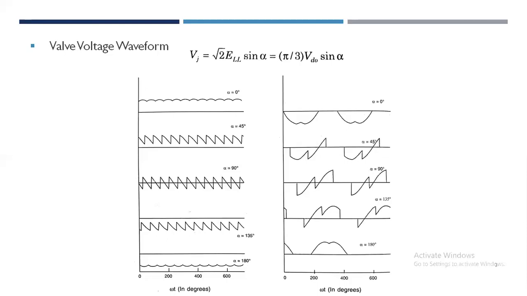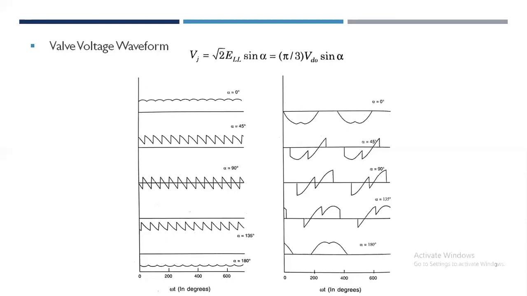Although alpha can vary from 0 to 180 degrees, the full range cannot be utilized. In order to ensure the firing of all the series connected thyristors, it is necessary to provide a minimum limit of alpha greater than 0, say 5 degrees. Also, to allow for the turn off time of the valve, it is necessary to provide an upper limit less than 180 degrees.